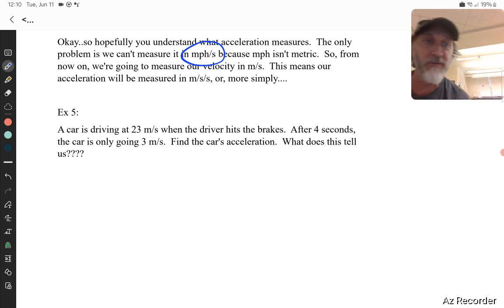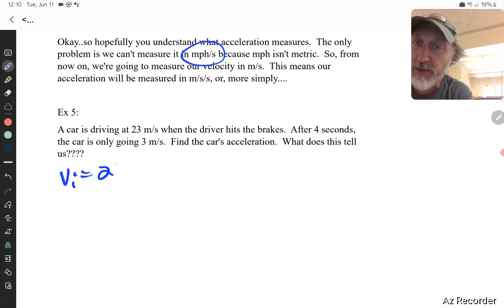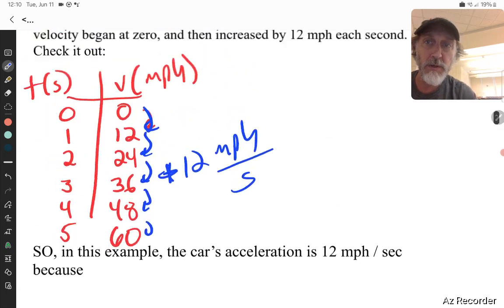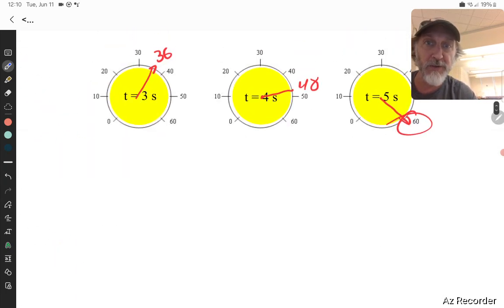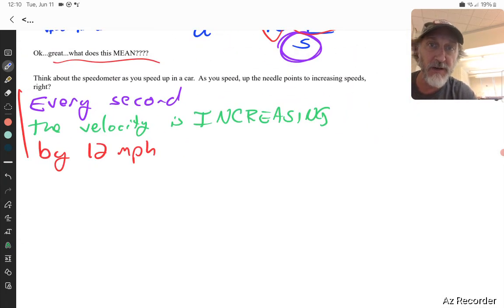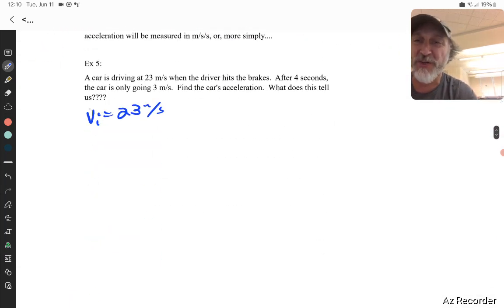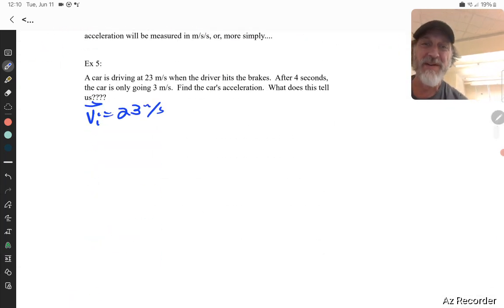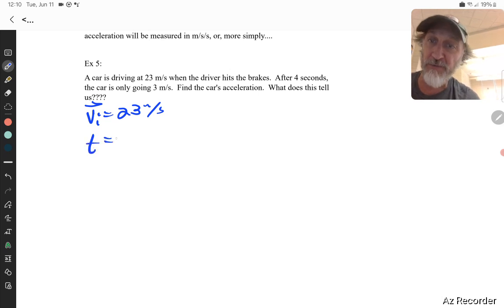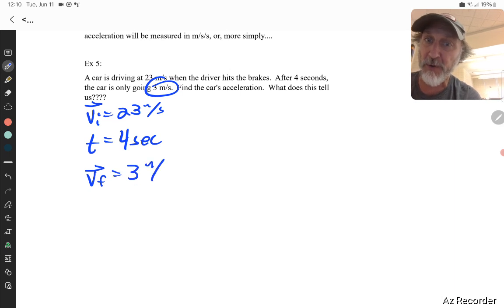Here's another example, very similar to the one we just did. A car is driving at 23 meters per second. Did I put all my vector arrowheads on? Yes. So our initial velocity is 23 meters per second. We're going to hit the brakes, and 4 seconds are going to elapse, and at the end of that time we're going to have a final velocity of only 3 meters per second.